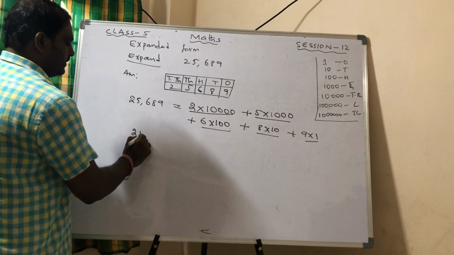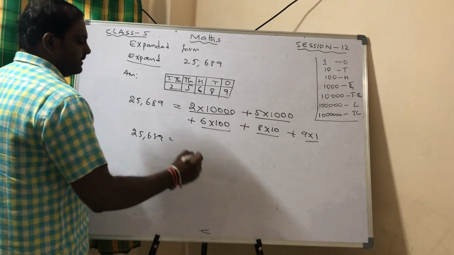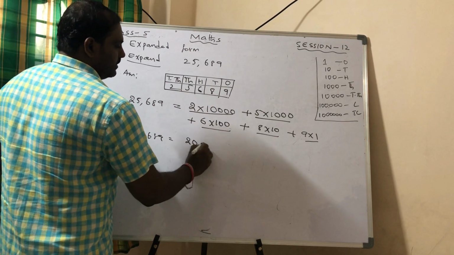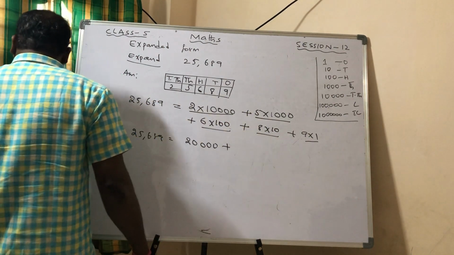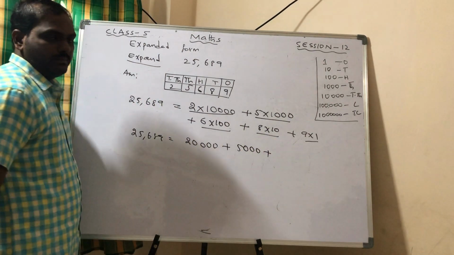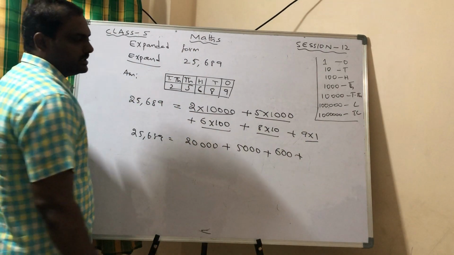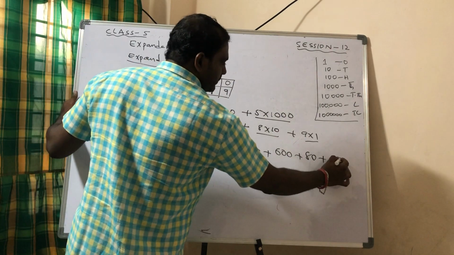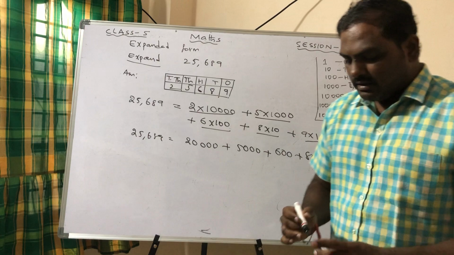So 25,689 can be written as 2 into 10,000, that is 20,000. No need to write that; 2 into 1 and how many zeros are there? 1, 2, 3, 4. 20,000 plus 5 into 1,000, 5,000, plus 6 into 100, 600, plus 8 into 10, 80, plus 9 into 1, 9. That's all. This is the expanded form.